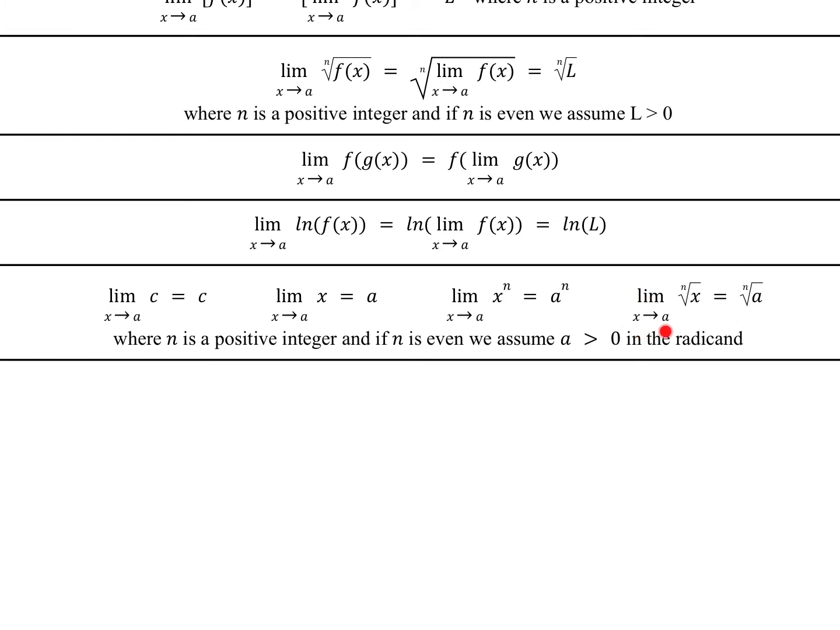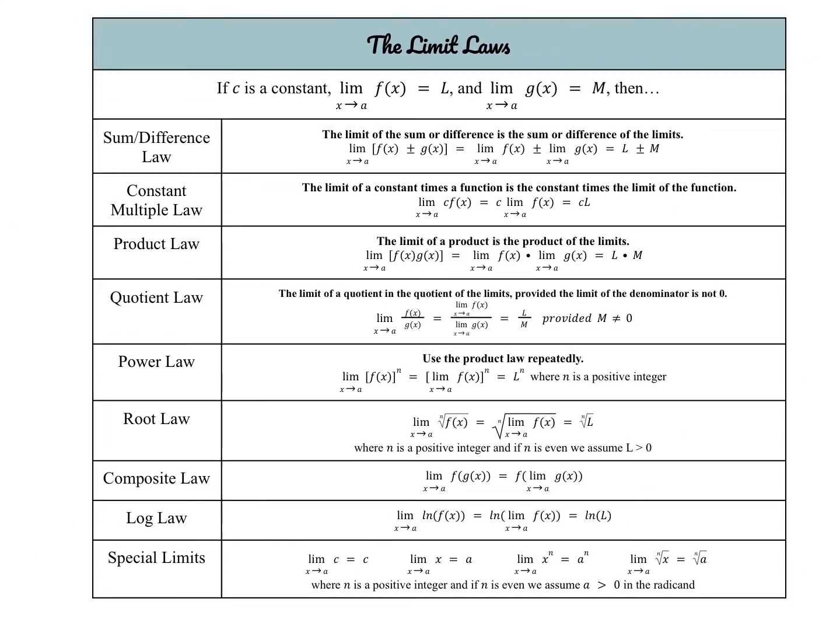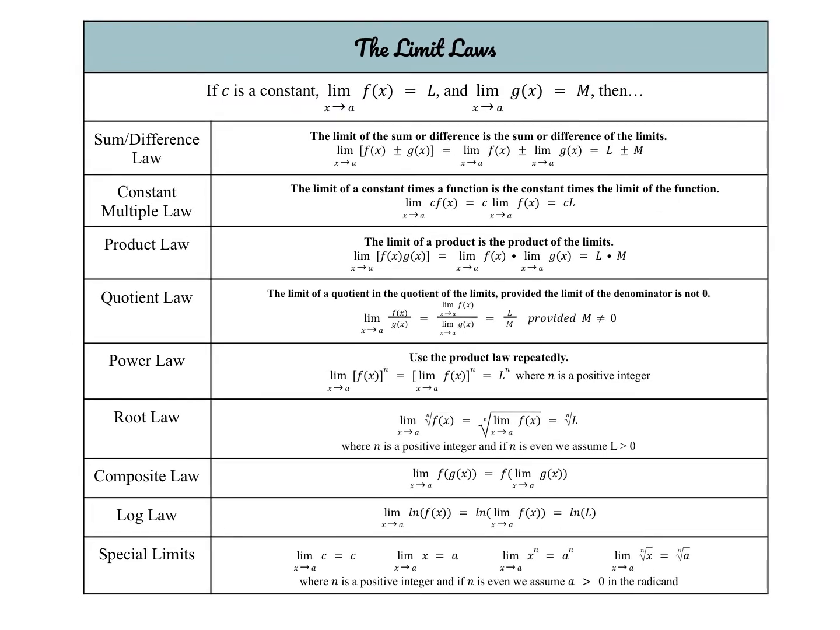The limit as x approaches a of the nth root of x will just be the nth root of a. So just direct substitution, of course, assuming that n is a positive integer here. And if n is even, we're assuming that a is greater than 0 within our radicand. So again, these are our limit laws, and you're going to see we can use these again to help us evaluate our limits algebraically.